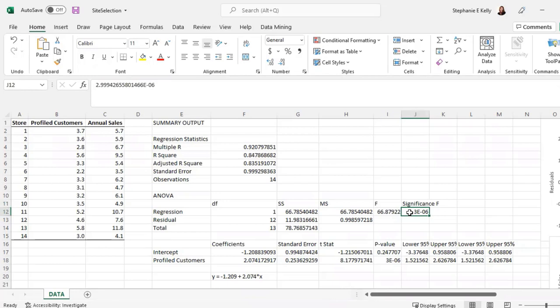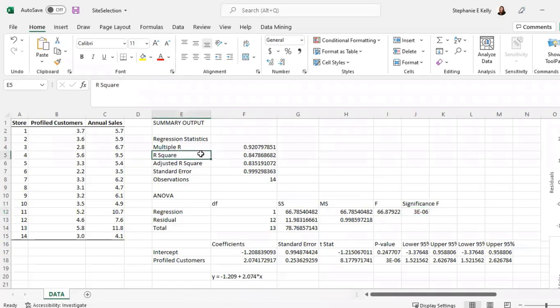The null hypothesis for all linear regressions is that there is no linear relationship, that the slope is 0. The alternative hypothesis is that the slope is not 0. So this F test tells us that we can reject our null hypothesis of no slope, or reject our null hypothesis of the slope being equal to 0.